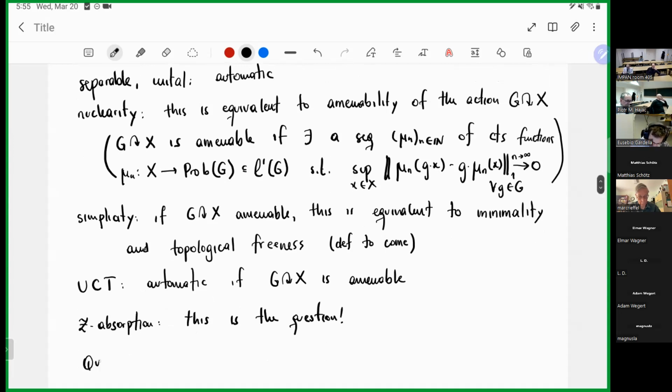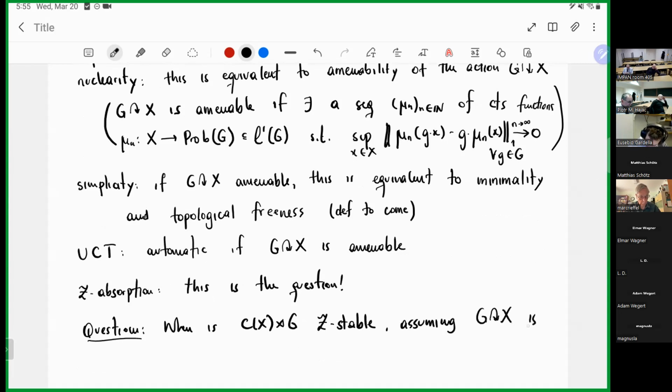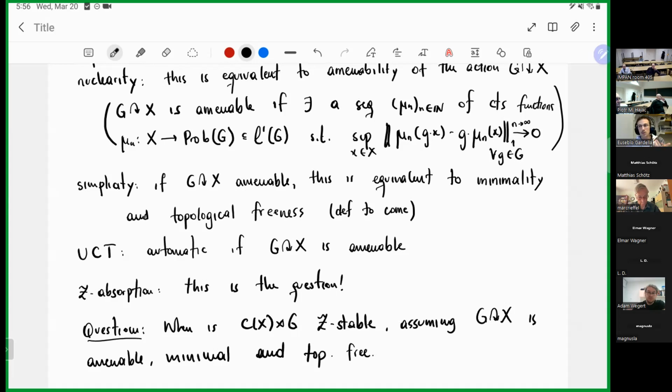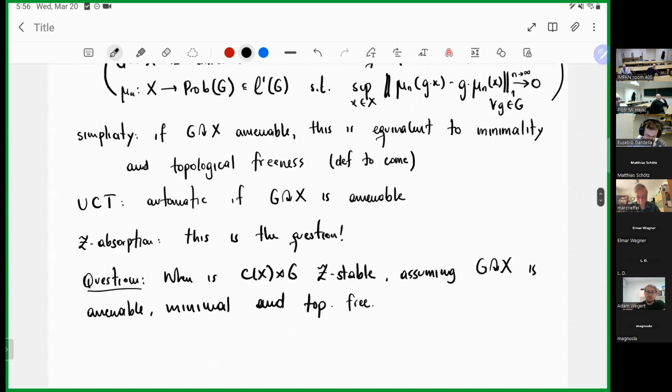So let me just restate very briefly. When is a cross product C(X) ⋊ G Z-stable, or Z-absorbing, assuming that the action is amenable, minimal, and topologically free? So these are assumptions. These are necessary assumptions for classifiability: amenability, minimality, and topological freeness. And the question is, what else do we need to guarantee also Jiang-Su stability? If we have to add anything at all, perhaps in some cases we don't.